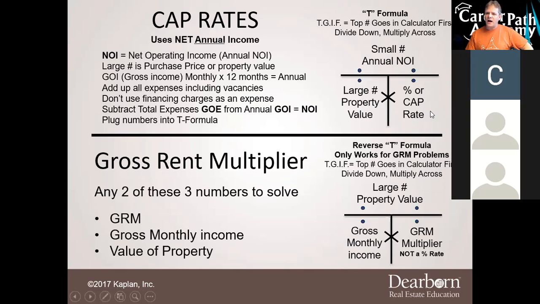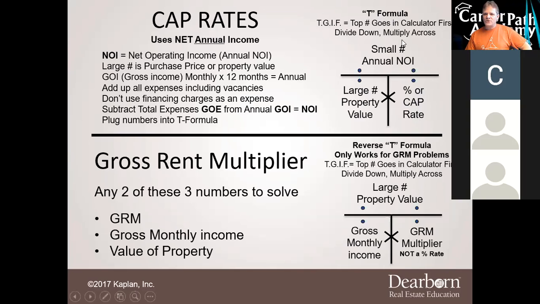And to figure out the missing item, let's see, if you wanted to figure out what the cap rate is on a property, you would need to have the annual NOI up top of the T formula, and the large number goes on the bottom, which would be the property value when figuring cap rates. So to use the T formula, the small number always goes up top, the large number on one side, and the rate or cap rate or percentage goes on the other side. So when figuring out cap rates, the small number is the annual net income, and the large number would be the property value. But remember, I told you, you could use this T formula for figuring out commission problems too.